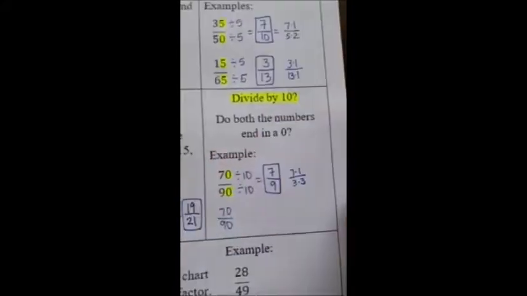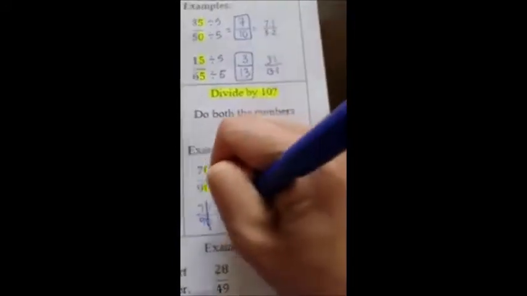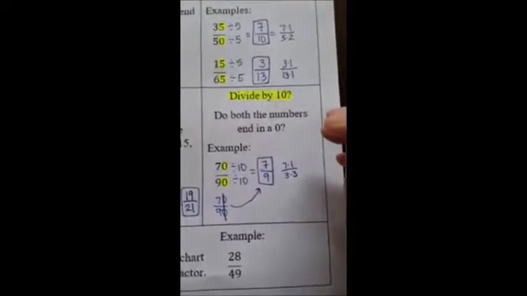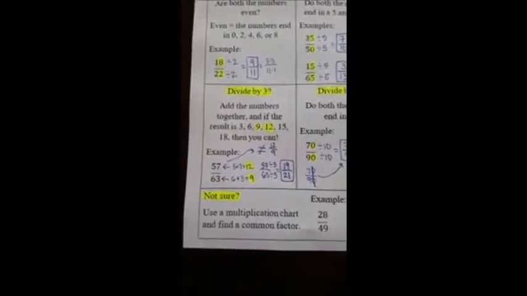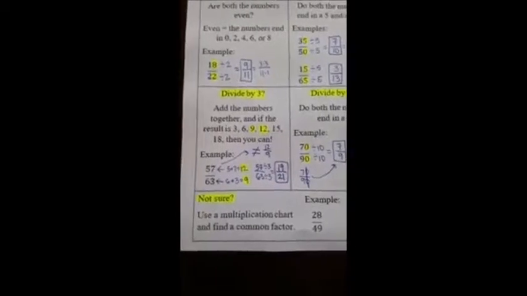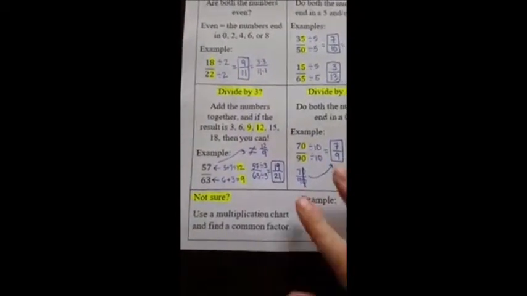And then a shortcut on dividing by 10 is if they both have zeros, you can just cancel the zeros out, meaning dividing by 10, and then get 7/9. Now, the very last thing on this sheet says not sure, so it's not a rule for any number. It's just if you've tried the other things and you're still not sure, I recommend you look at a multiplication chart. So we're going to look at 28 and 49.